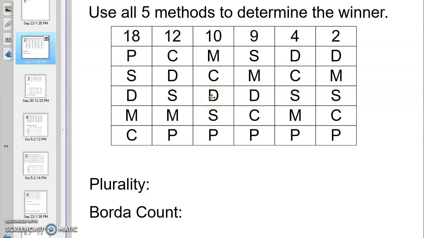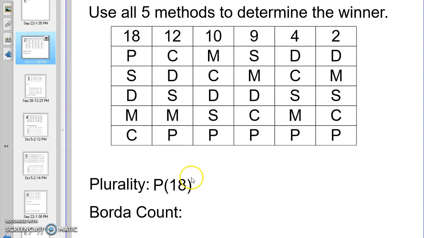Alright guys, here's our review for the next test. Our first method here is plurality, and that is just counting the most first place votes. So the most first place votes here is 18, and that is our plurality winner.